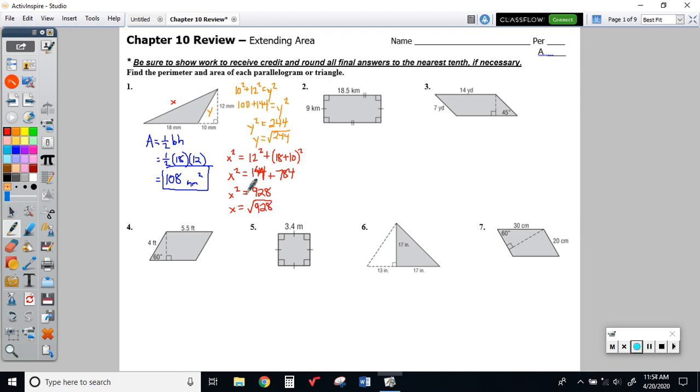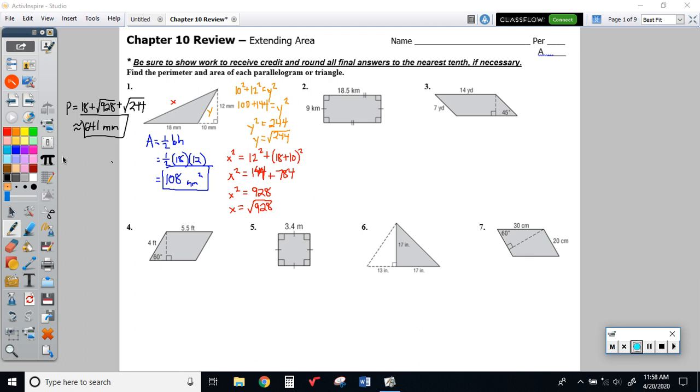So for your perimeter answer, I'll work this out off to the side here. Why don't I use the black pen here? So the perimeter would be all three of those sides added together. X plus Y plus this one, 18. So I'd have 18 plus X, which was the square root of 928, plus Y, which was the square root of 244. And putting that all into a calculator gives me 64.1 millimeters.